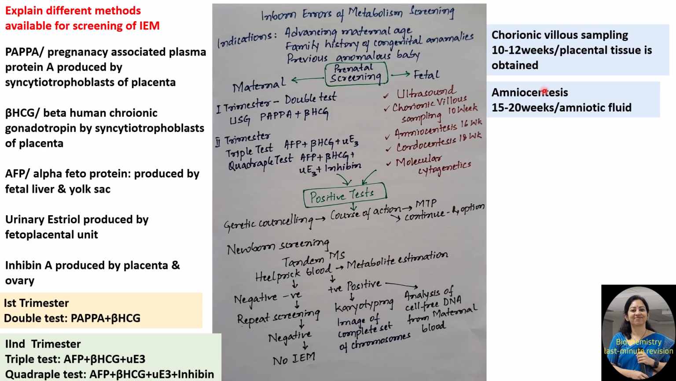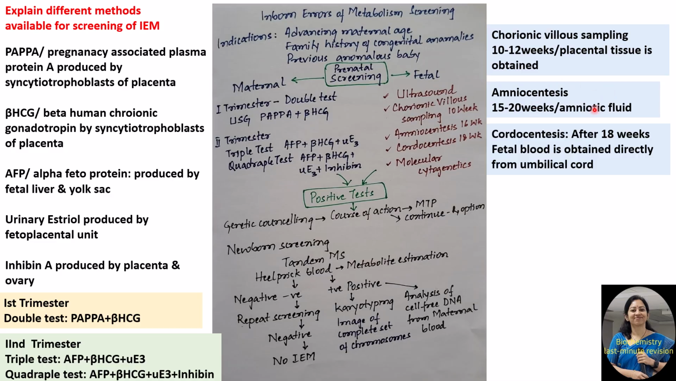Amniocentesis is a procedure performed between 15 to 20 weeks of gestation, where the amniotic fluid is aspirated and various enzyme assays can be performed. Next is chordocentesis, and this can be performed after 18 weeks of gestation, where fetal blood is directly obtained from the umbilical cord and subjected to biomolecule estimation.